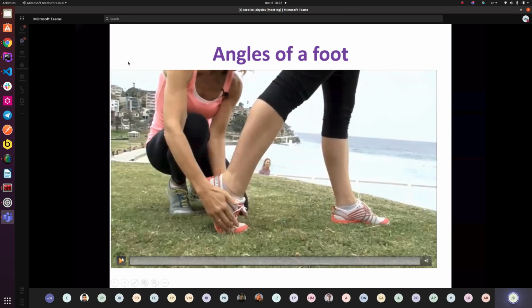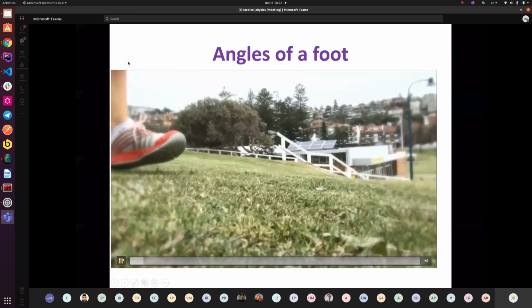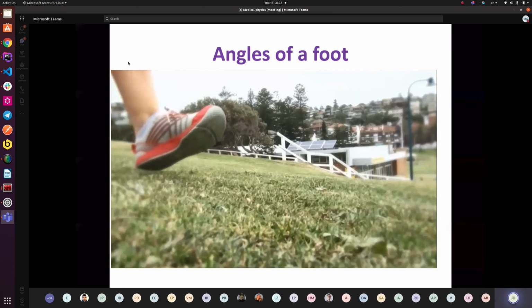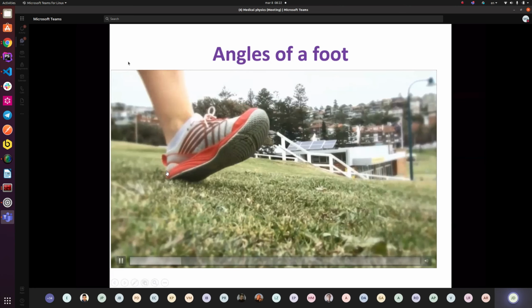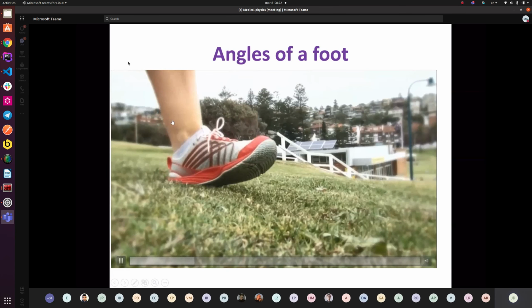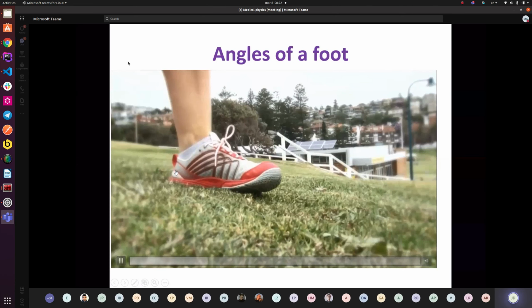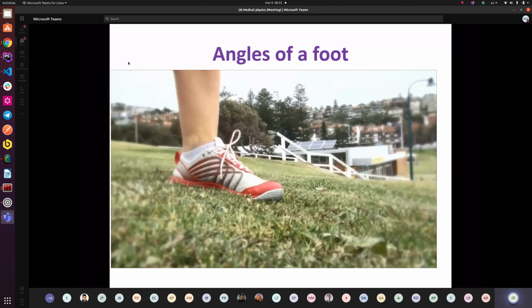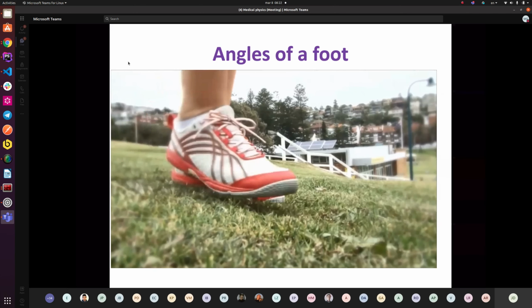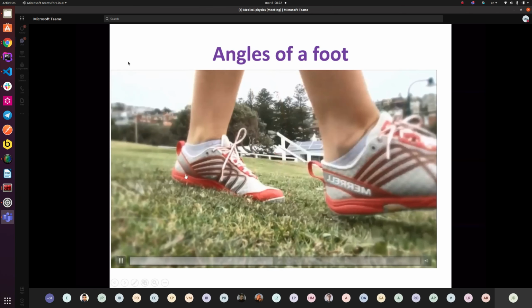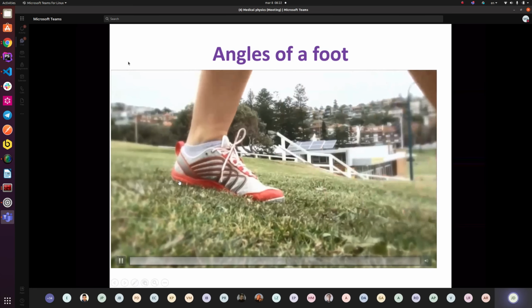Oh, sorry. Okay. You see this angle is changed? Now have a look. Yeah, and this angle also is changed. Again, have a look, it's tilted. And this tilt also is different.